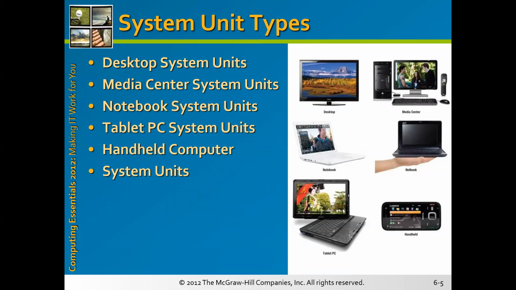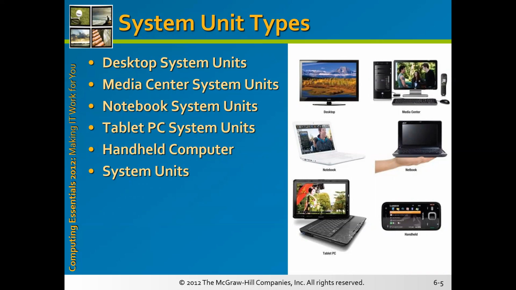System unit types. There are 6 basic types of system units. Let's look at those. First of all, desktop system units: electronic components and selected secondary storage. They are in horizontal, vertical, and tower models. Media center system units can use powerful desktop systems hardware with specialized graphic cards. Notebook system units have components, secondary devices, and input devices, often called laptops.